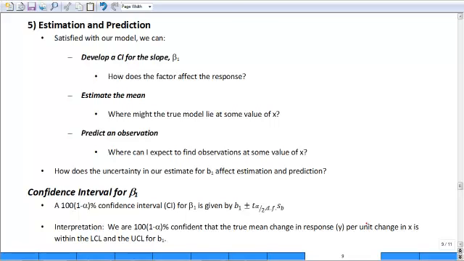The second thing that we're going to take a look at is for some value of x, where might we expect to find the model? Where might we expect to find the expected value of price? The third thing is predicting an observation. Again, given some value of x, how high, how low is it likely we're going to see a single value? The difference is the difference between a mean and an individual observation. If you remember confidence intervals, values of x, values of x bar.